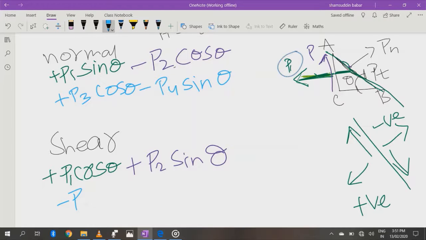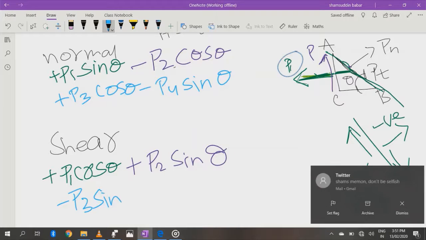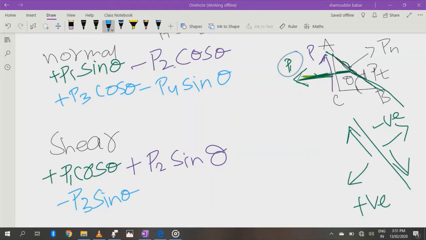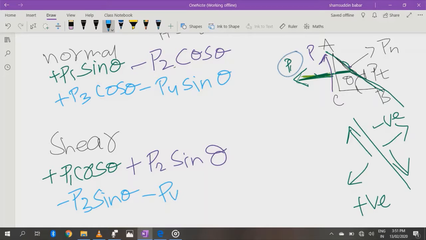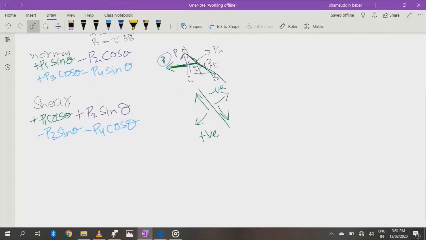Okay, P3 sin theta minus P4 cos theta. So this is my normal and shear stress. And now after finding this, I am just finding normal stress.